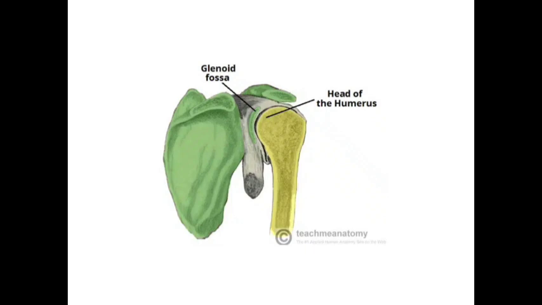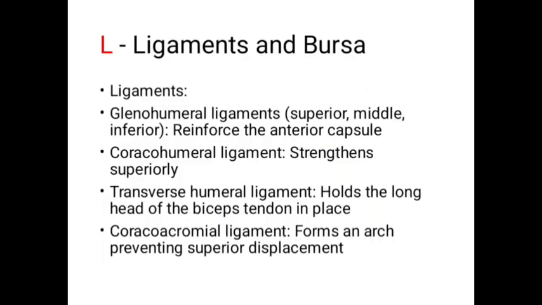Whenever you're asked to write an essay about a structure in the body, it's always important to know how to draw and label the diagram of that structure. So when you're asked to write an essay about the joint, it is important to learn how to draw and label the joint. The next is L, which is the ligaments and bursa.